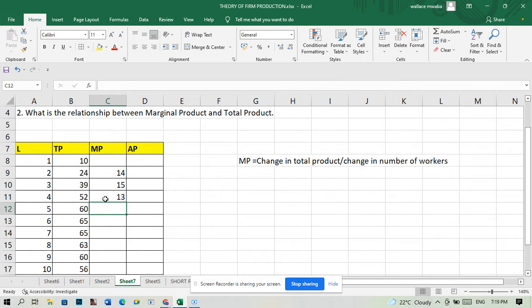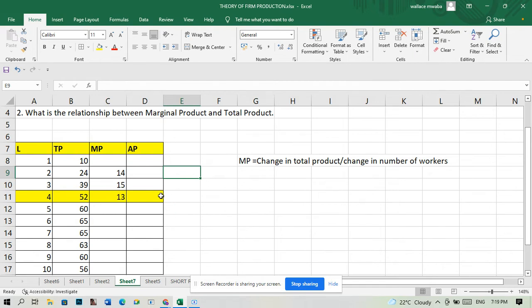So, we've had the fourth worker. Yes, our production has increased by 13 units, but our marginal product has begun to decrease. From 15, now it's gone down to 13. So this is the point where the law of diminishing marginal returns starts.